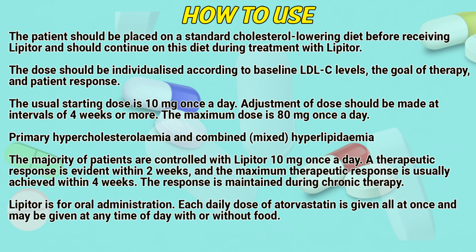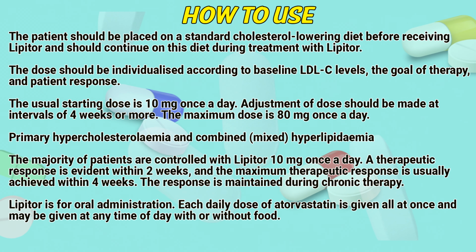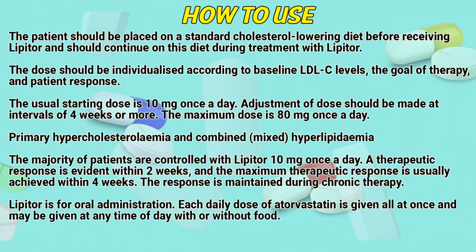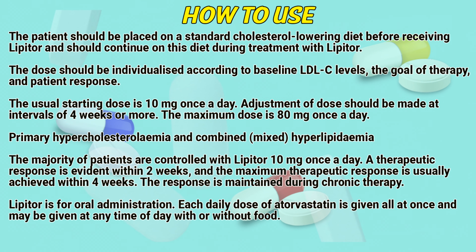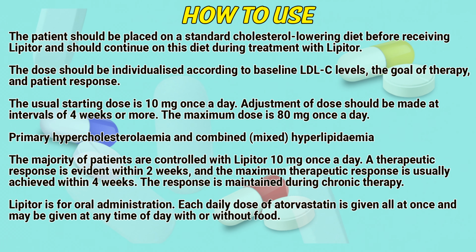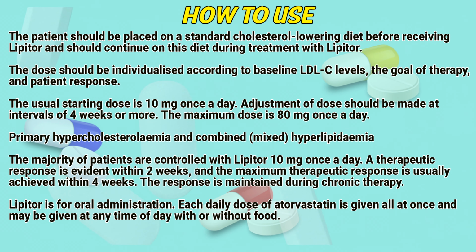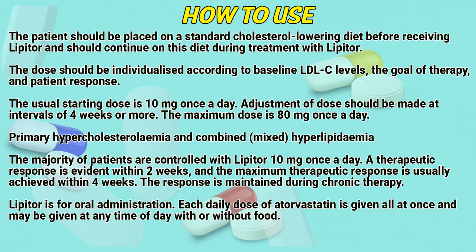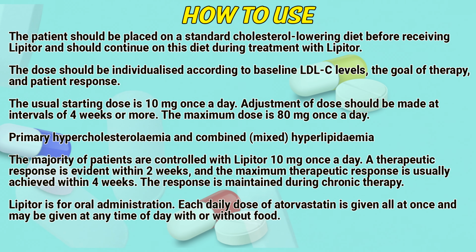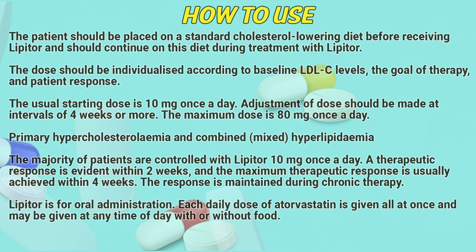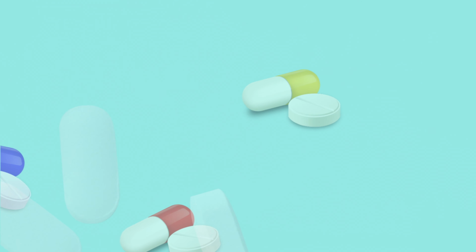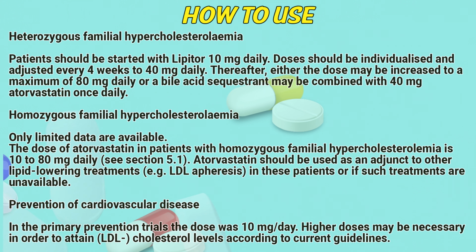Primary hypercholesterolaemia and combined mixed hyperlipidaemia. The majority of patients are controlled with Lipitor 10 mg once a day. A therapeutic response is evident within 2 weeks, and the maximum therapeutic response is usually achieved within 4 weeks. The response is maintained during chronic therapy. Lipitor is for oral administration. Each daily dose of atorvastatin is given all at once and may be given at any time of day, with or without food.